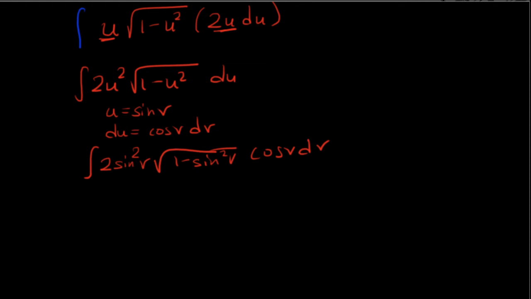Now, 1 minus sine squared is cosine squared. So we can rewrite this as cosine squared, and then we're going to be taking the square root of that, which will be cosine. So this whole thing will just be cosine. And then cosine times cosine will give us cosine squared. So in other words, we'll have 2 sine squared times cosine squared.